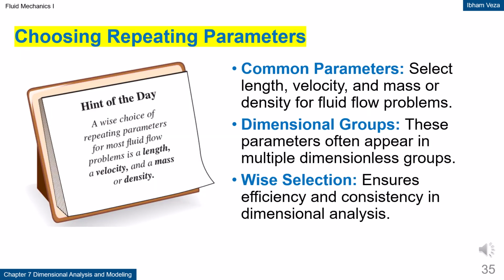Choosing repeating parameters usually involves length, velocity, and mass or density in fluid flow problems. These parameters often appear in many dimensionless groups. Proper selection simplifies the process of forming pi groups. If chosen poorly, the analysis can become complicated and inefficient. Therefore, the strategy of selecting repeating parameters greatly affects the ease of the analysis.